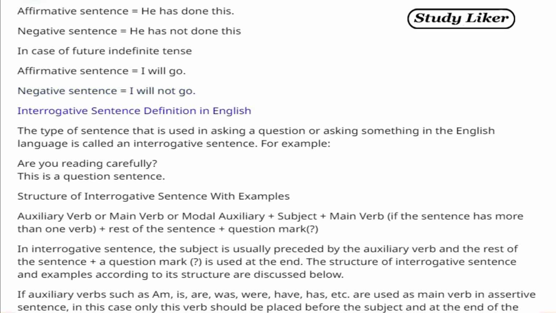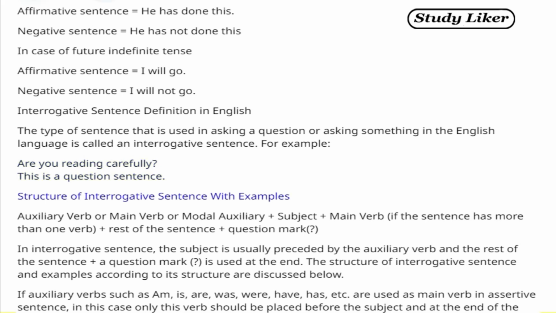Interrogative sentence definition in English. The type of sentence that is used in asking a question or asking something in the English language is called an interrogative sentence. For example, are you reading carefully? This is a question sentence.